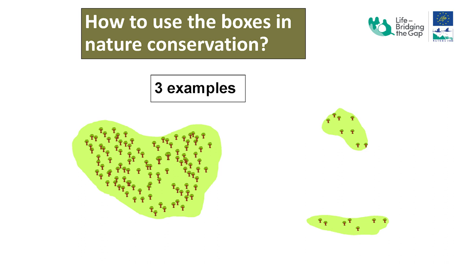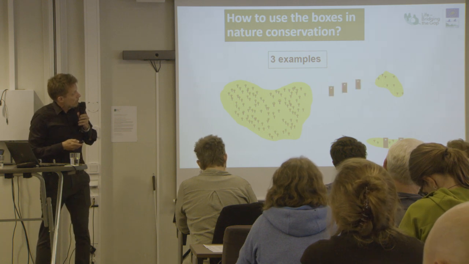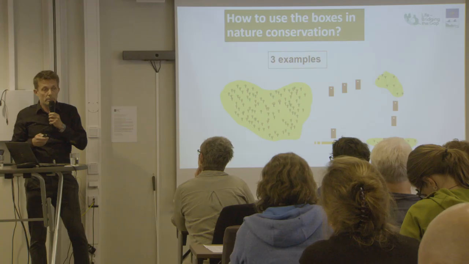This is not new to you, of course. How can we use these boxes? We can improve some of the small habitats that have too few boxes or few hollow trees. We can connect them, of course. And the last thing: Germany will probably be the first country to do this. We let the boxes get colonized, and then we can move them to areas to help them.